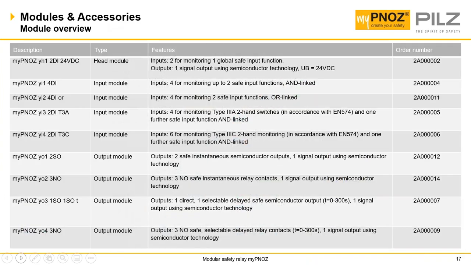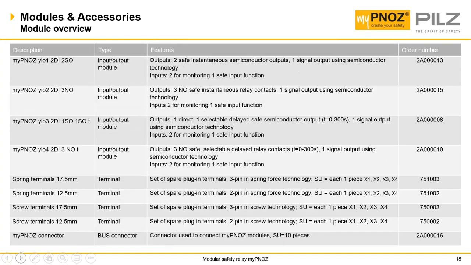Okay, the next couple of slides list all of the parts potentially found in a myPNOZ solution. This slide lists the head module, the four input modules, and four output modules. It shows a brief description, the module type, and the features, with the last column listing the part numbers. Because the myPNOZ creator tool automatically selects which module is required based on your individual requirements, I'm not going to go through these in detail, but I will look at a few in a second or two. On this slide, we see the four input-output module variants and the spare terminal options and spare bus connectors should you lose or need to replace any.